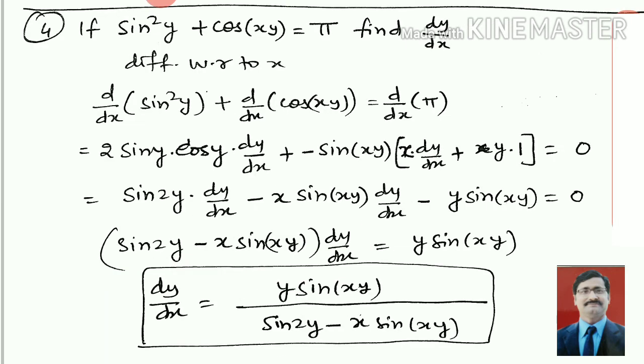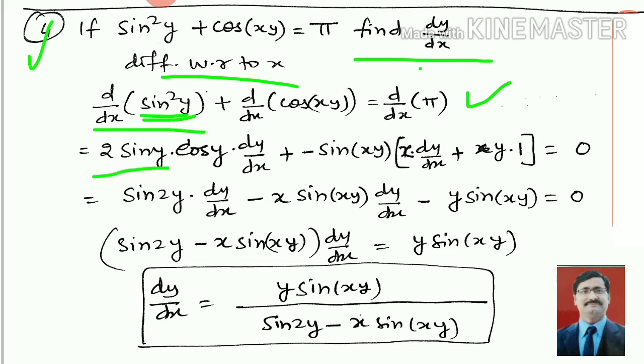Look at all of you. Question number 4 is, if sin square y plus cos xy equals pi, you have to find here dy by dx. You will differentiate with respect to x. Differential of first dy by dx of sin square y plus dy by dx of cos xy equal to dy by dx of pi. Now look here, differential of sin square y, means whole square we have, so you can write here 2 sin y, and sin y differential is cos y, and y differential is dy by dx. This is function of function.